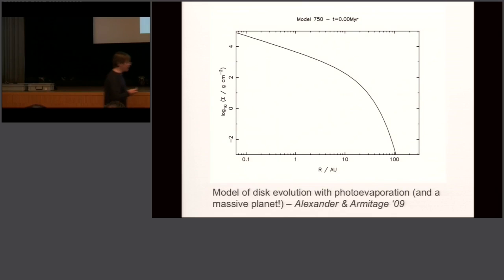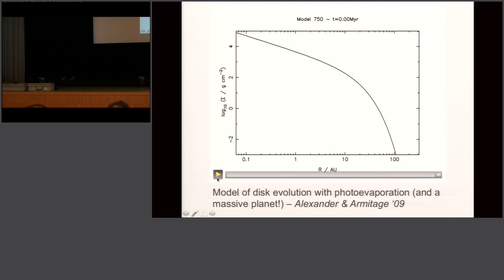Okay, so how does that affect the disk evolution? Well, here's an example from some work Richard Alexander did a few years ago. Here we've got distance from the star and surface density of the disk. So this is going to be a little time evolution movie. And this includes viscous evolution and photoevaporation. And for fun, it also includes a massive planet. So we can see some migration taking place as well.